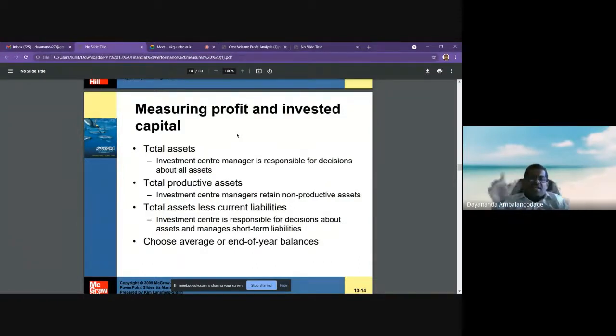That's the question. If you are running a branch, are we going to take the value of the building which is looked after by head office as invested capital? So when you take assets for calculating invested capital or the total assets, take whatever the assets the manager is responsible for. Assets which are not the manager's responsibility cannot be considered as invested capital.